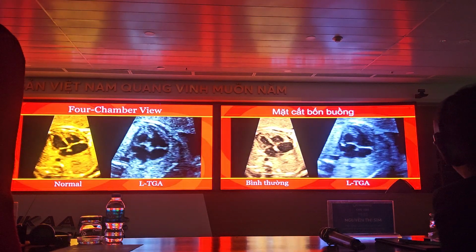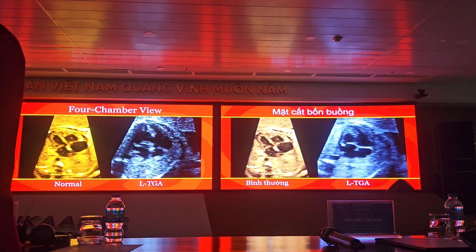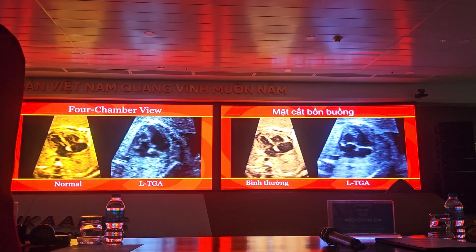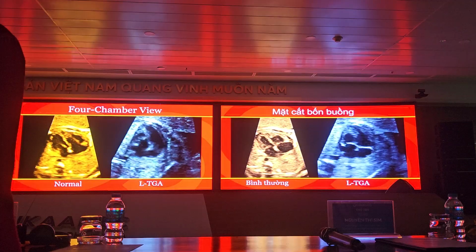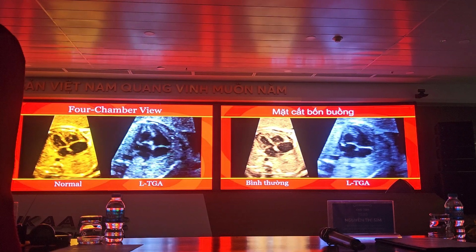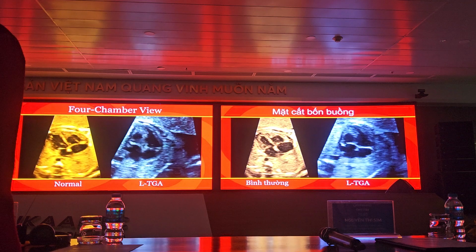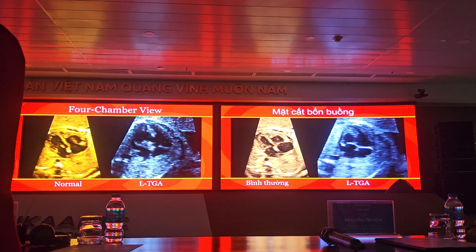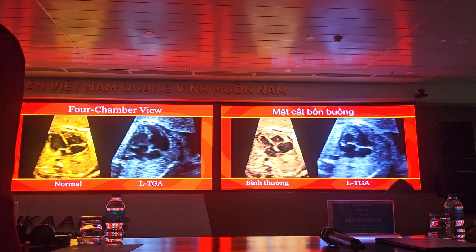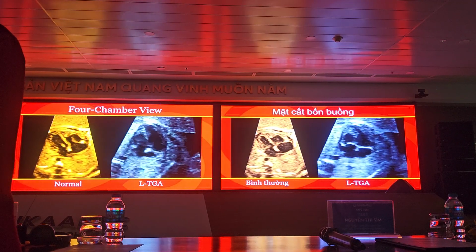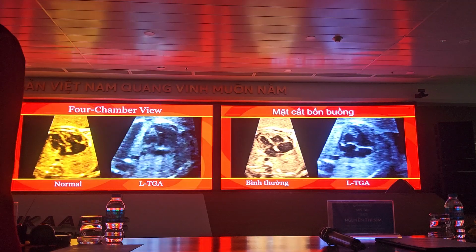Here's another example, normal on the left. Here's the spine on the right image. Anterior is a smooth walled LV. You can see the tricuspid valve and the right ventricle are posterior, and the tricuspid valve is more apical. You can see there's a big VSD. It's a very dysplastic tricuspid valve, and the right ventricle is a little small. These are all classic findings with ventricular inversion.